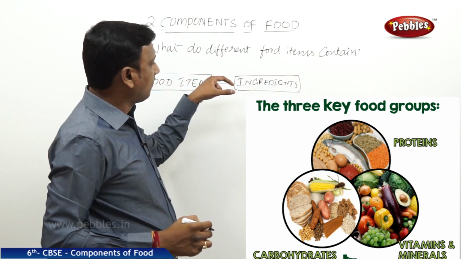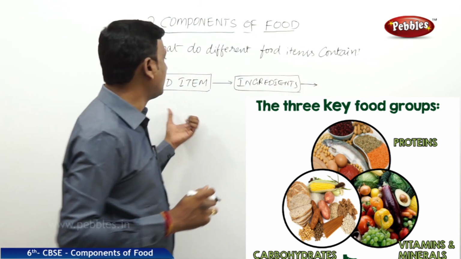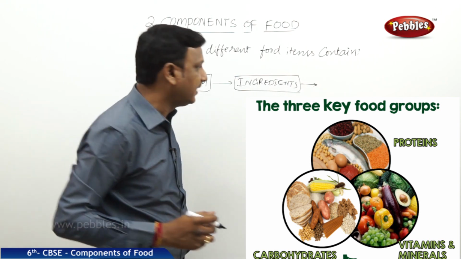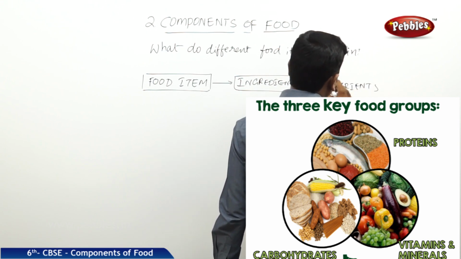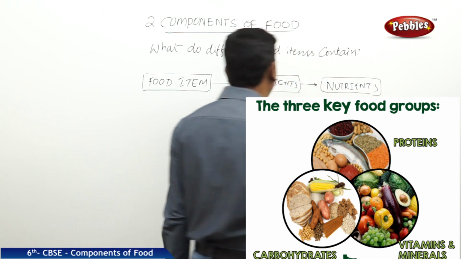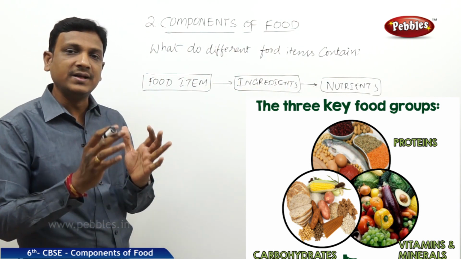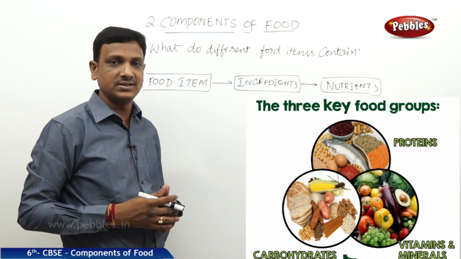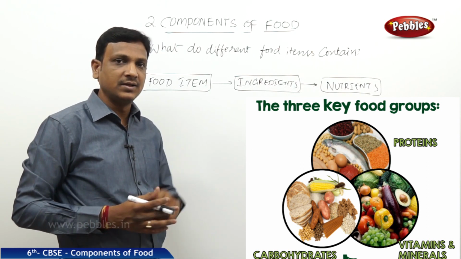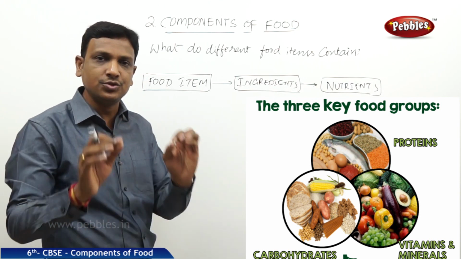So what are these ingredients made of? A food item is made out of ingredients. The ingredients contain some components called nutrients. So let us see the relation here. We use some ingredients to make a food item. How do we choose the ingredients? We choose the ingredients which have the nutrients. We don't choose the ingredients which do not have any nutrients.